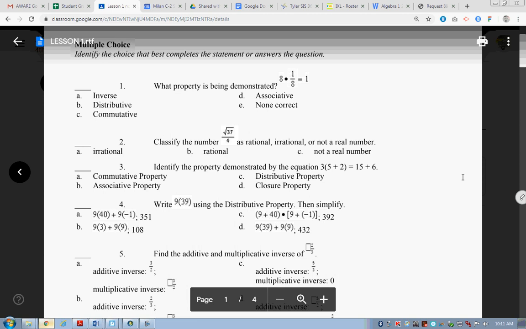This says write. I don't really like this type of question. It kind of bugs me a little bit. Write 9 times 39 using the distributive property, then simplify. There's all kinds of different ways that you could do that.